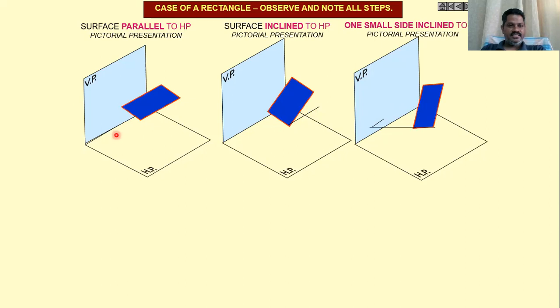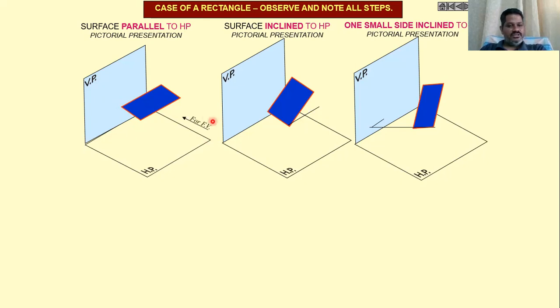Now take the first case. Let us try to draw the projections, those are the front view and top view. When the observer is perpendicular to the reference planes, that means whenever we are drawing the front view for this rectangular plane, the observer must be perpendicular to the vertical plane. Whenever we are drawing the top view, the observer must be at the top of the horizontal plane, exactly perpendicular to the horizontal plane.